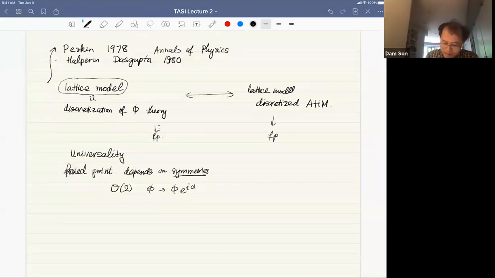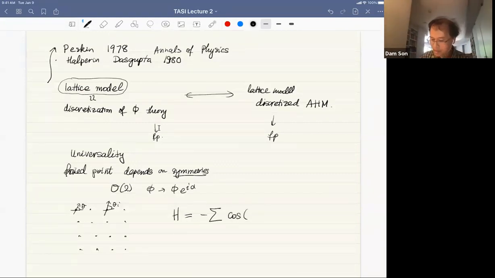And that suggests a simpler model, I think the simplest model with this symmetry: a lattice generalization of the Ising model, in which at each point on the lattice there is an O(2) spin, not a Z2 spin that can point only in the up and down direction, but a spin that can point in any direction on a plane, parameterized by an angle theta_i. So the Hamiltonian of this model is minus, let me just put the overall coefficient in front to be just 1, the sum of cosine of theta_i minus theta_j over all neighboring pairs of indices i and j.